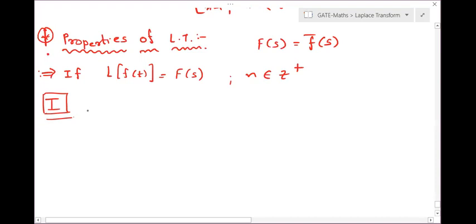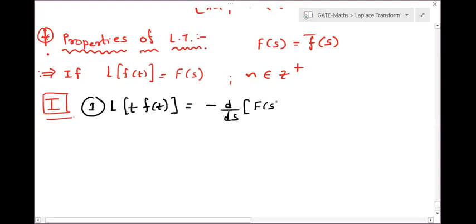The first part of the first property is multiplication by t. That is, if t is multiplied with your function, then its Laplace transform will become minus d by ds of f of s. That means if you are multiplying by t in the input, you have to find the differential of the output function, and with every differential you have to take one negative sign. So it is minus d by ds of f of s.